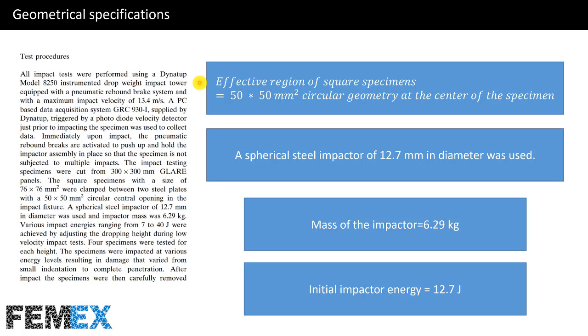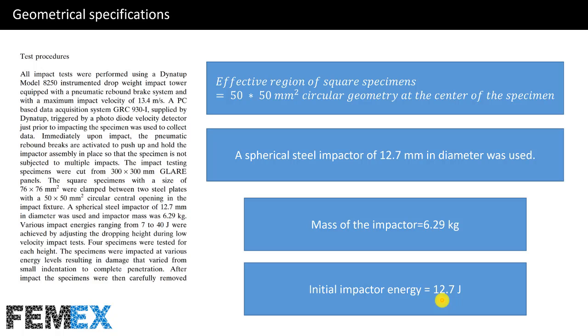For example, the effective region of square specimens is a 50 multiplied by 50 circular geometry at the center of the specimen. And the impactor is a sphere with the diameter equal to 12.17 millimeter. And the mass of the impactor is 6.29 kilograms, and the initial impactor energy is 12.7 joules.